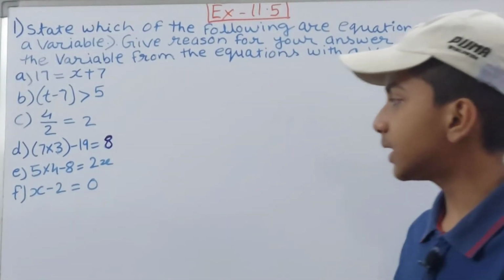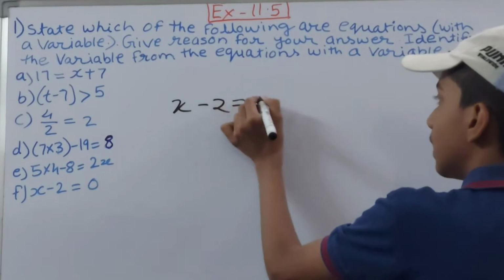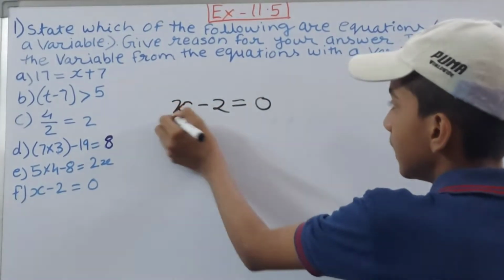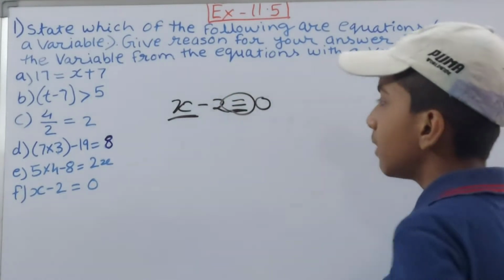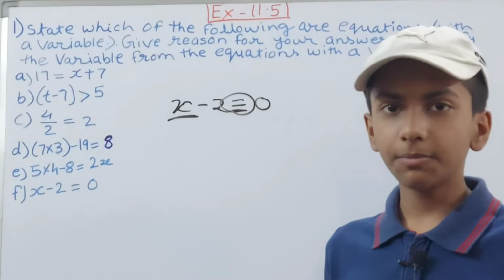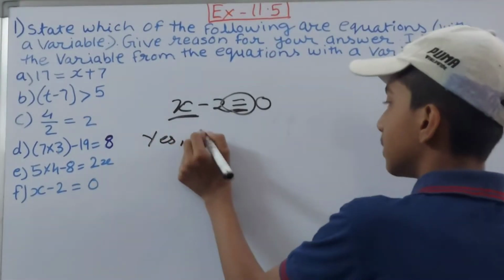Now f part is x minus 2 is equal to 0. Again, if you see this, this is x, so this is a variable, this is the equal sign here, right? So all the conditions, equal sign and a variable, are here, so that means yes, again it is an equation.